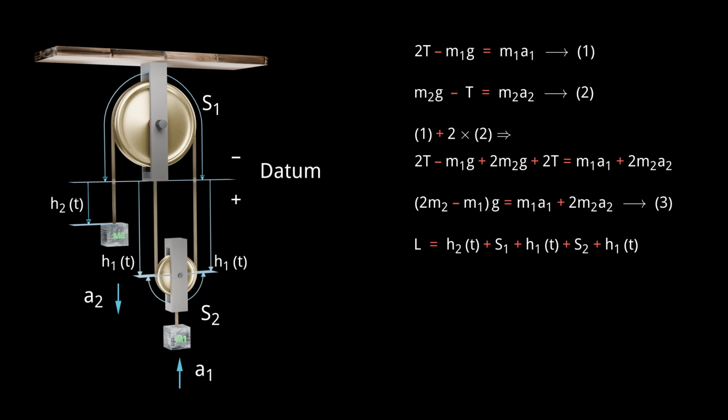Now, why do we need to write this expression for the length of the rope? The purpose is to establish a relationship between the acceleration of mass m2 and the acceleration of the movable pulley. In a pulley system, the length of the rope is fixed, assuming it is inextensible. This means that when one part of the system moves, other parts must move in a way that satisfies this fixed length. This relationship is referred to as the constraint equation.